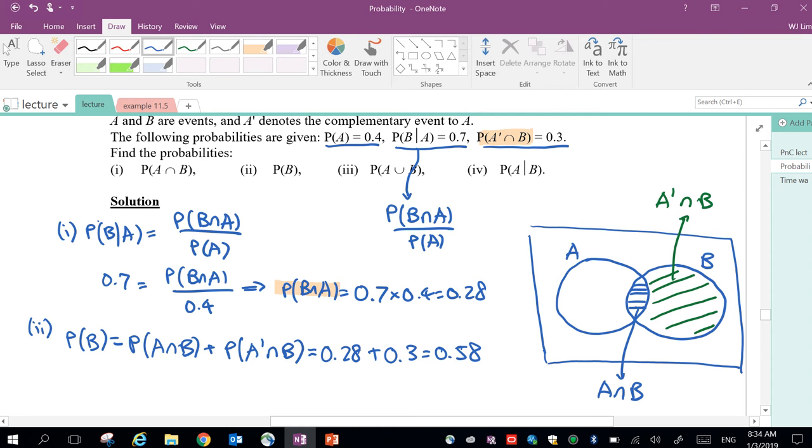Right? Draw the Venn diagram. I'm giving you time to draw. Use pencil to draw, don't use pen. All diagrams should be drawn in pencil, in math. Okay?